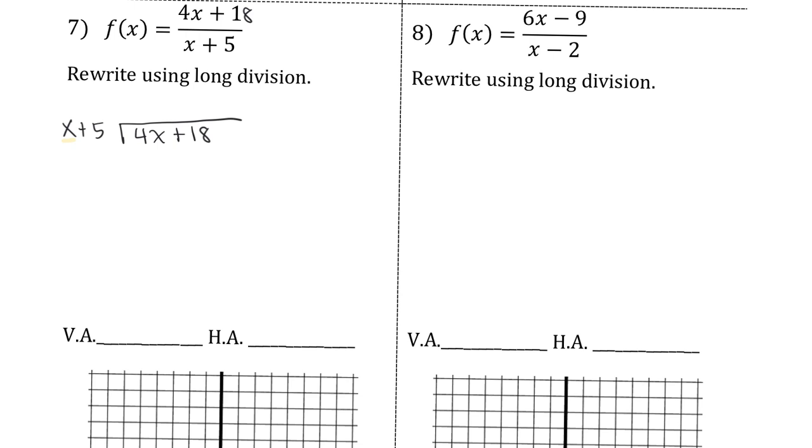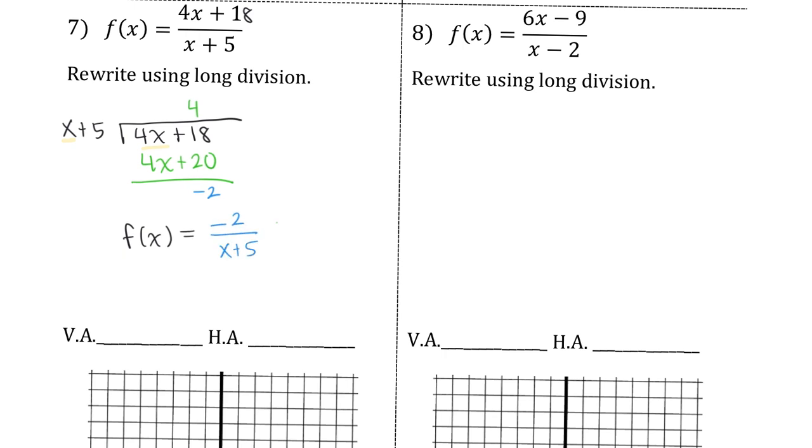It'll work. Okay, so x, 4x. So that's going to be x times 4 gives me 4x. That's 4x plus 4 times 5 is 20. And then remember to subtract down. So 4x minus 4x is nothing. 18 minus 20 is -2. And then when we rewrite this, the remainder was -2 over x plus 5.